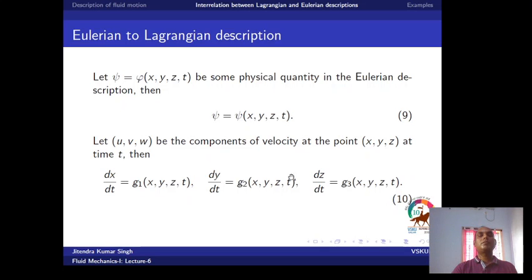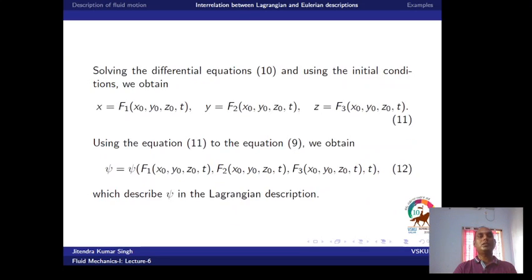So when we solve equation 10, we get x, y, z as functions of x naught, y naught, z naught and time t. Using the initial condition, we get x equal to some function f1 of x naught, y naught, z naught, t; y equal to some function f2 of x naught, y naught, z naught, t; and z equal to some function f3 of x naught, y naught, z naught, t.